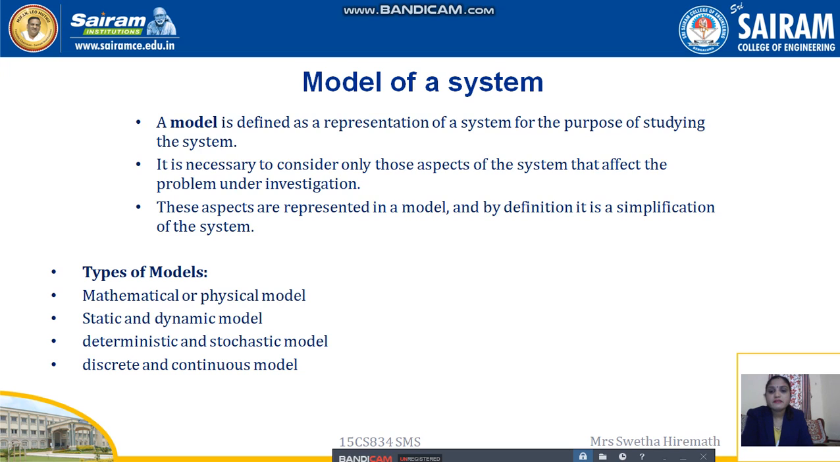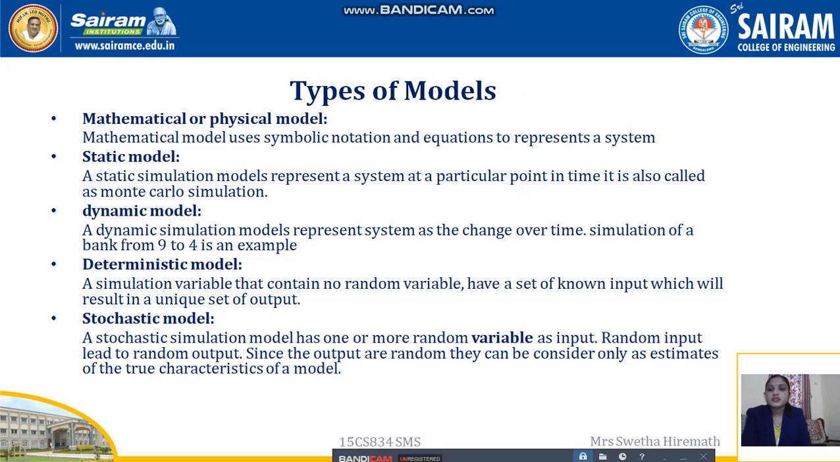So we have different types of models here. First is the mathematical or physical model, then static and dynamic model, deterministic and stochastic model, and discrete and continuous model. Discrete and continuous models, we have already seen what they are. We will see the three different types of models, that is mathematical or physical model, static and dynamic model, and deterministic and stochastic model. So first, moving to the mathematical or physical model.